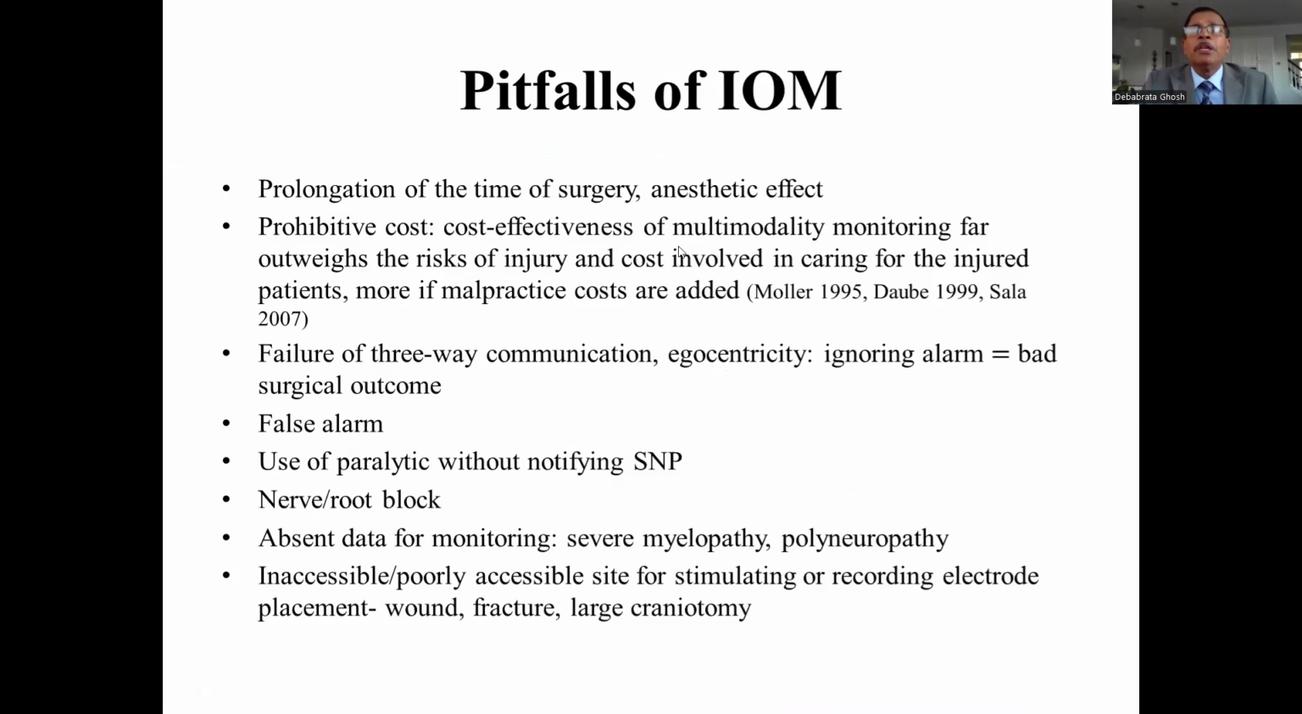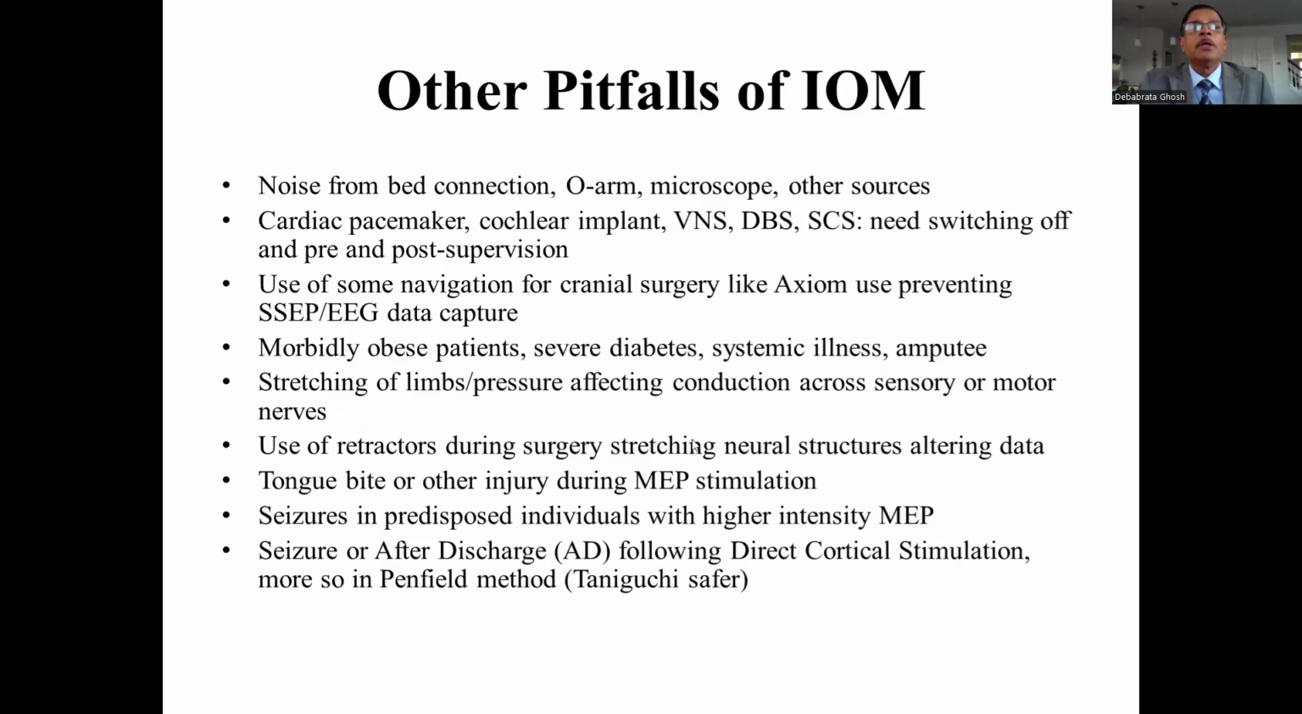So now coming back to the pitfalls of IOM, none of the procedures are without any problems. It definitely prolongs the time of surgery. The cost is also sometimes prohibitive. Sometimes the communication fails, false alarm, use of a paralytic without notifying us, then nerve or root block without letting us know. If there is severe myelopathy, a polyneuropathy, with no real data on the baseline, sometimes the site may not be accessible. Noise from the bed connections or other equipment, cardiac pacemaker or implants, use of some of the navigations like cranial surgery, Axiom, they affect our data capture.